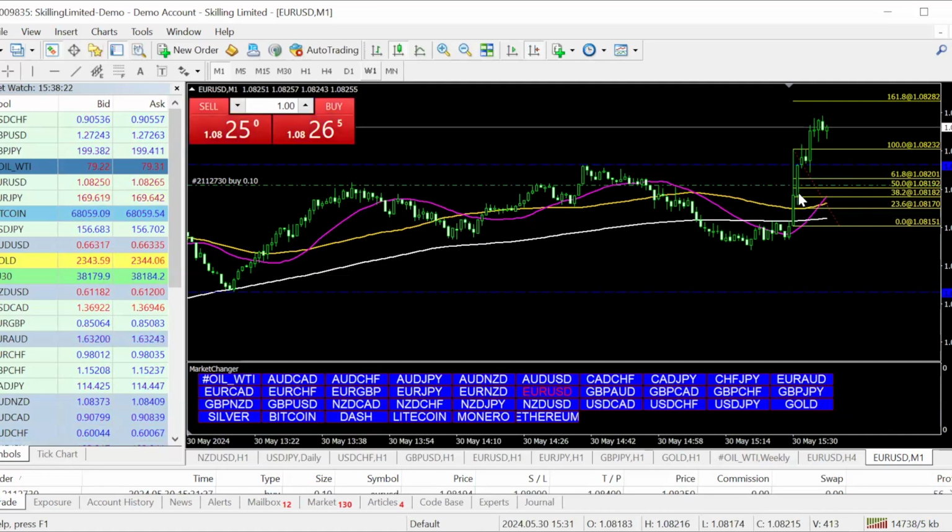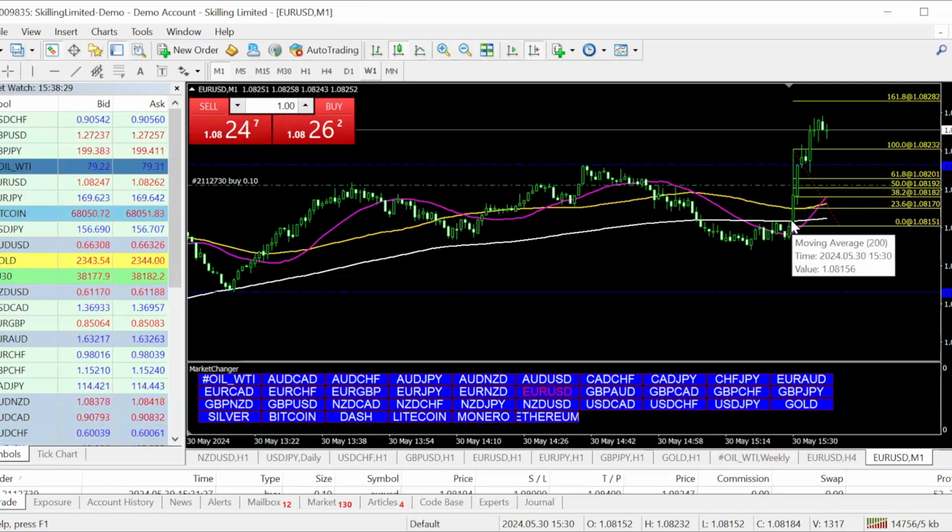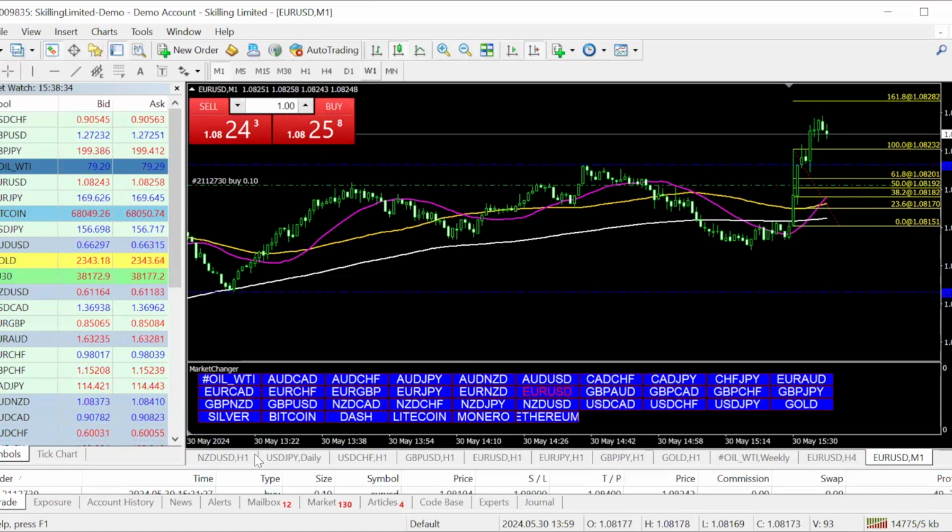So that was how I placed my entry based on Fibonacci, from the top of this 1 minute candle to the low of it. I want to believe it's understood. If not, please just let me know.